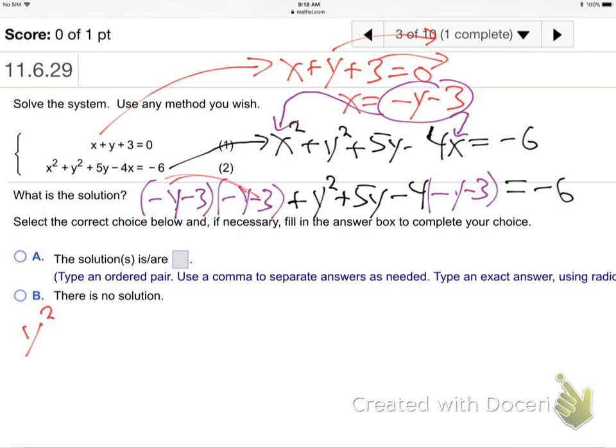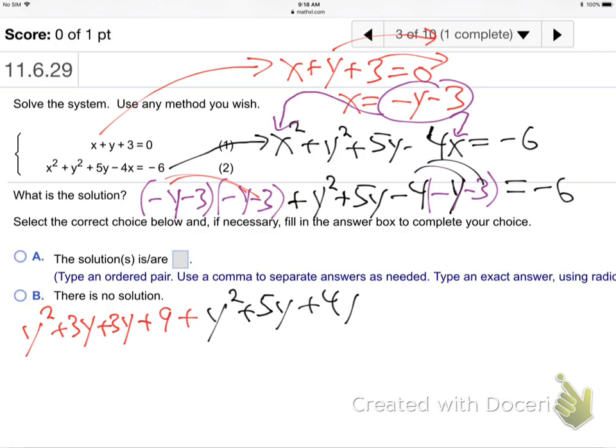So it'd be y squared, what is it? Plus 3y plus 9, and then plus y squared plus 5y, and then this minus 4 will distribute. Plus 4y plus 12 is minus 6. Look at all that.